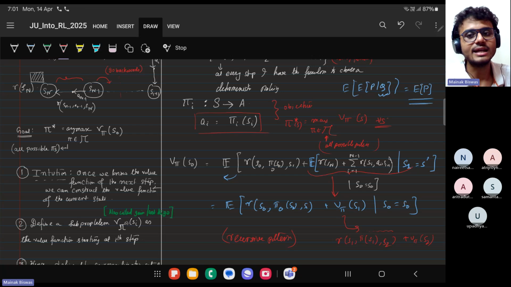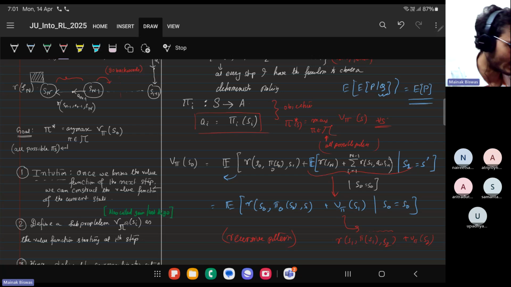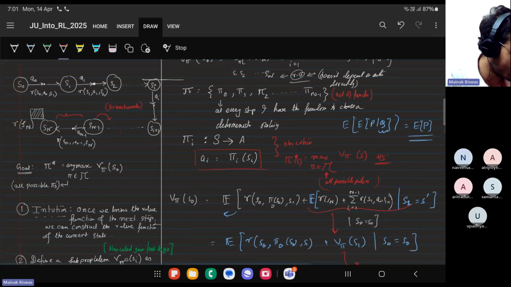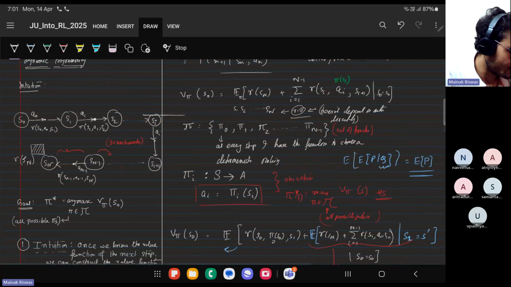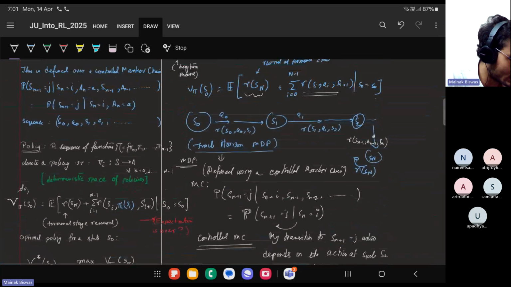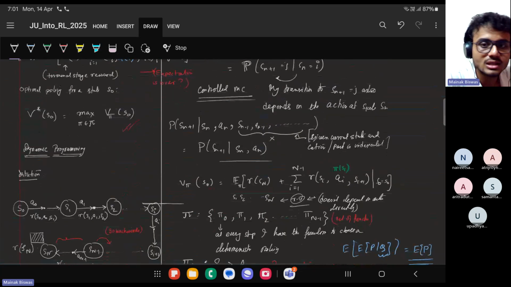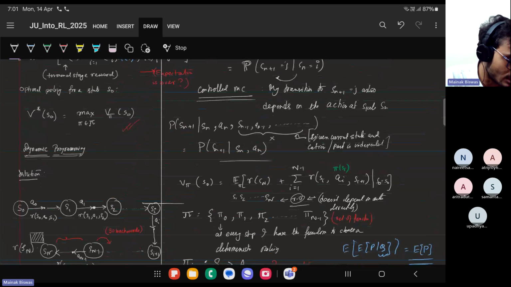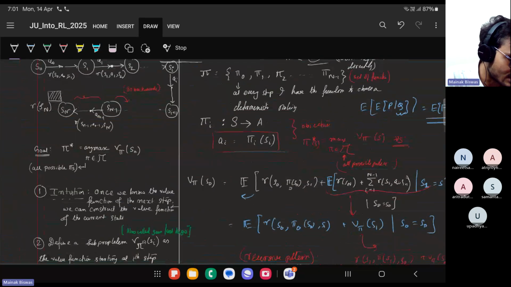So this is why the dynamic program will come in. Let us try to understand what the dynamic program is going to talk about. So we have understood this value function. We have understood how it is defined. We have understood our policy, that is, we are trying to find out the policy that maximizes the reward.